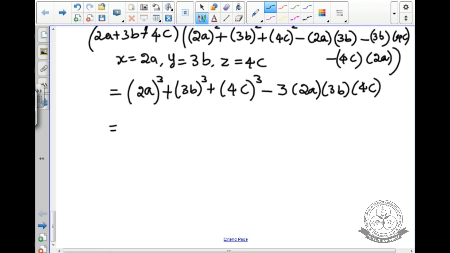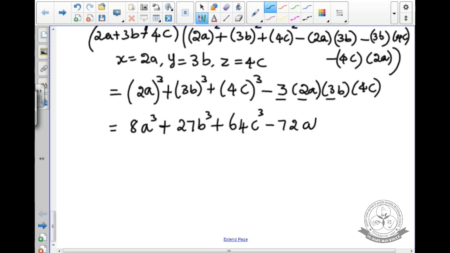So we can take it as this is 2a whole cube, that means 2 cube into a cube. 2 cube is 8, so 8a cube plus 3b whole cube. 3b means 3 cube into b cube, that is 27b cube plus 4 cube, which is 4 into 4 into 4, 64c cube, minus 3 2s are 6. First you can multiply the numbers. 3 2s are 6, 6 3s are 18, and 18 into 4 you will get 72. So 72abc.